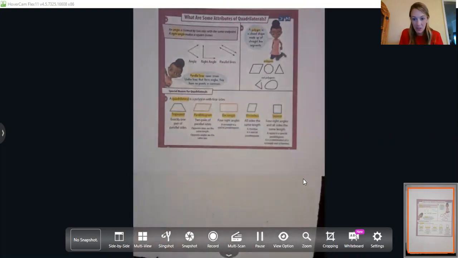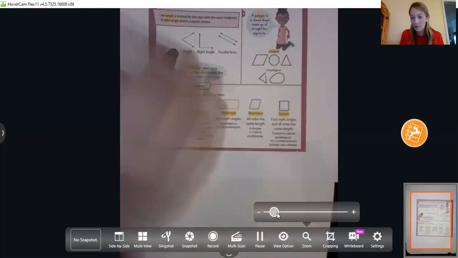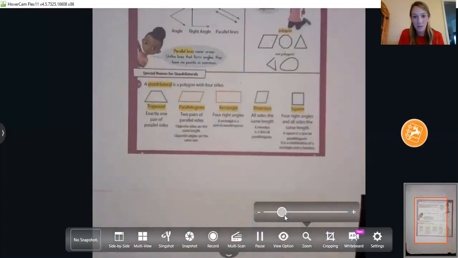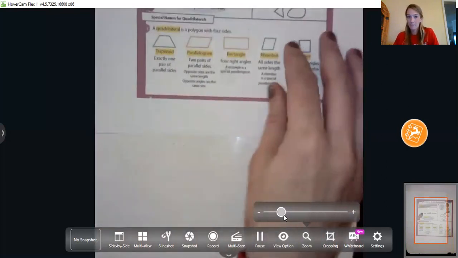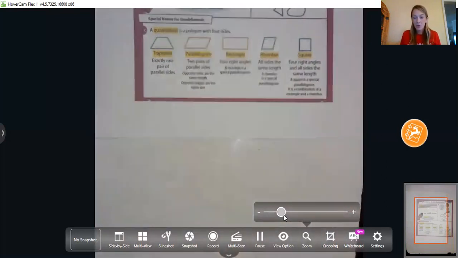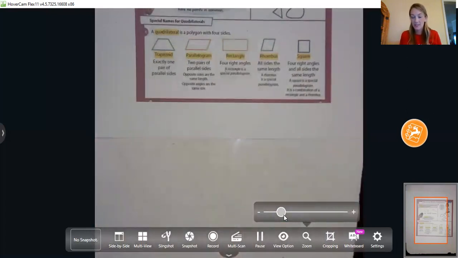Let me see if I can zoom in so you guys can see that a little bit better. Okay, it's really this bottom section that we need. Okay. All right, so here's our definitions. I'm going to lay a shape down and we're going to decide what it would be called. Okay. So, hold on, I dropped a word.